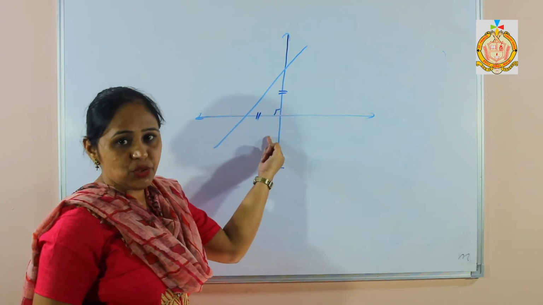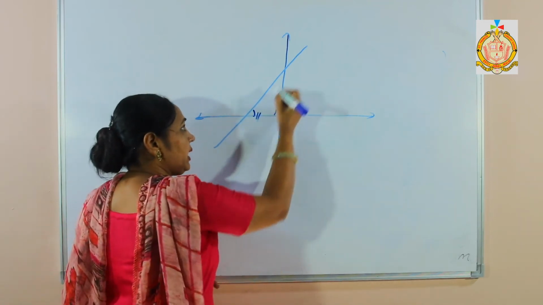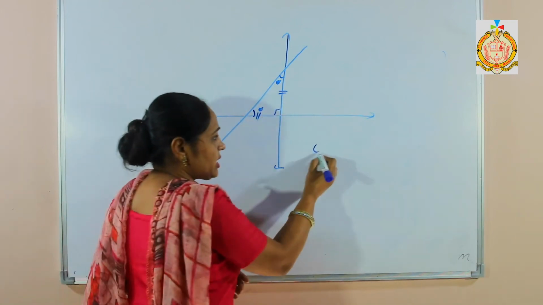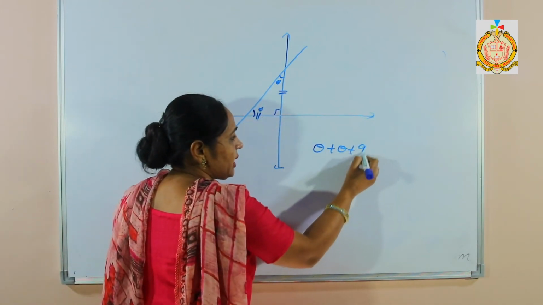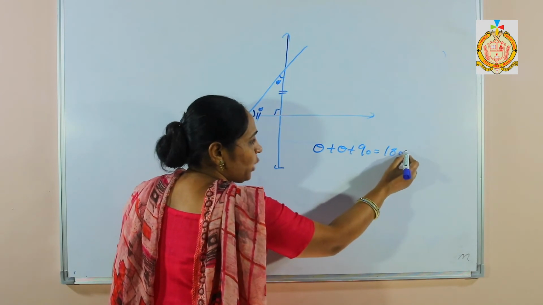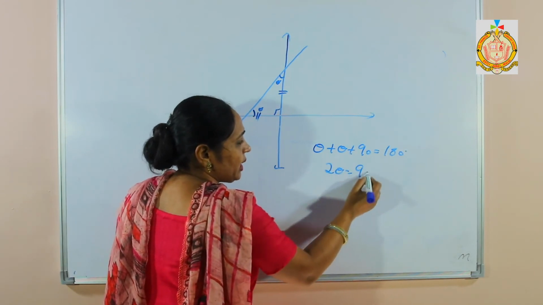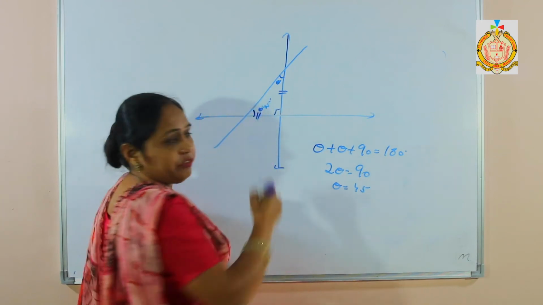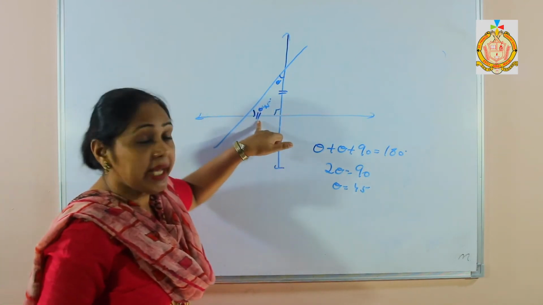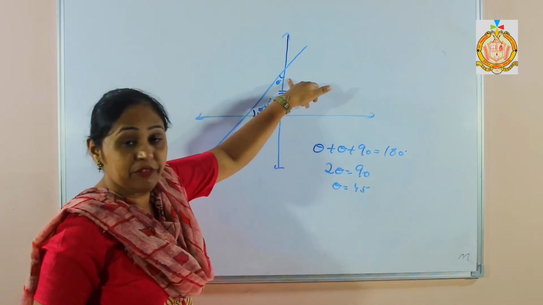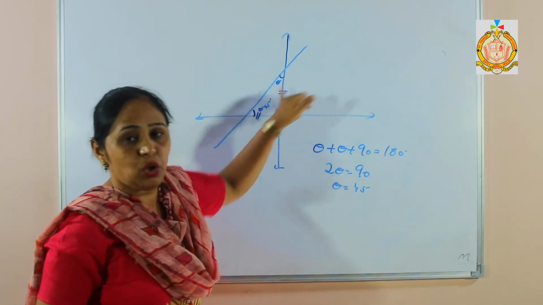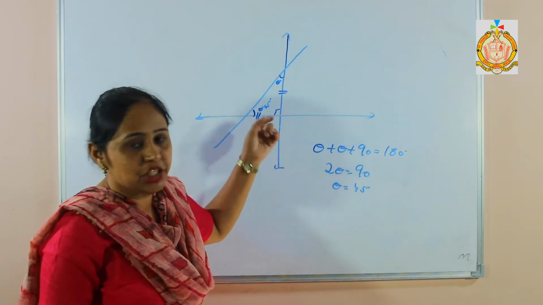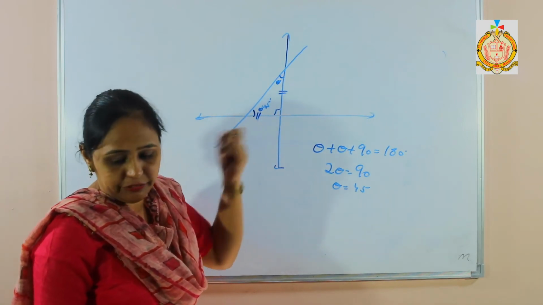If it is an isosceles triangle, that means this angle and this angle will be equal. I can easily find it: theta plus theta plus 90 equals 180, so 2 theta will be 90 degrees and theta becomes 45. That means this angle is 45. And I have to see the angle with the x-axis, don't see it with the y-axis. The angle belongs to the x-axis, and I want to find the inclination, that becomes 45 degrees in the first part.